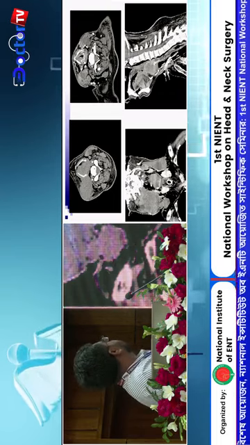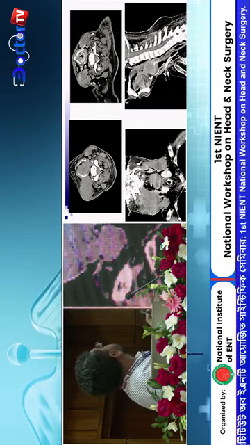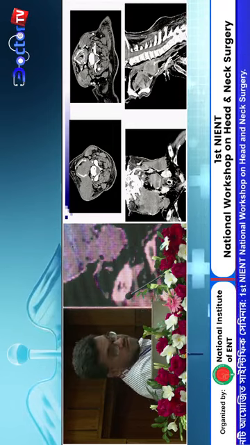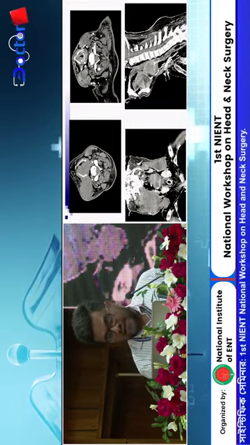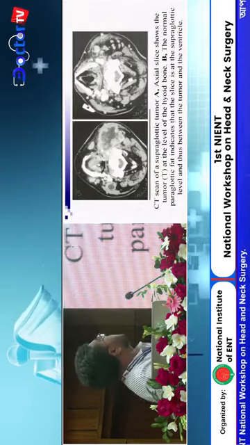And when we see a supraglottic glottic mass with bilateral necrotic cervical lymph nodes, here are the large lymph nodes, and also here are the lymph nodes. This is N2 disease.